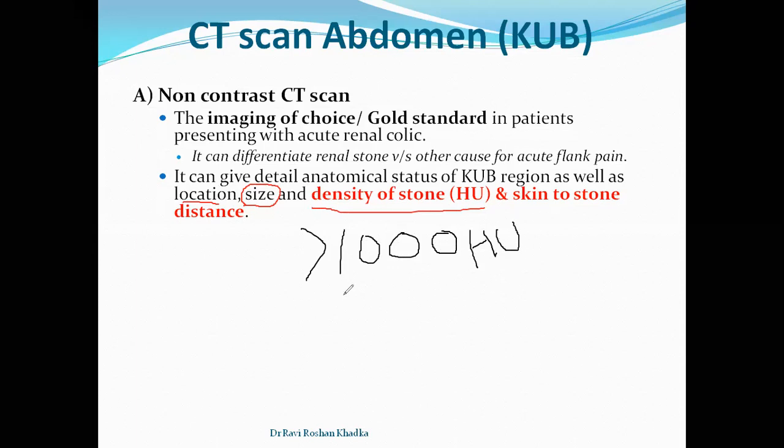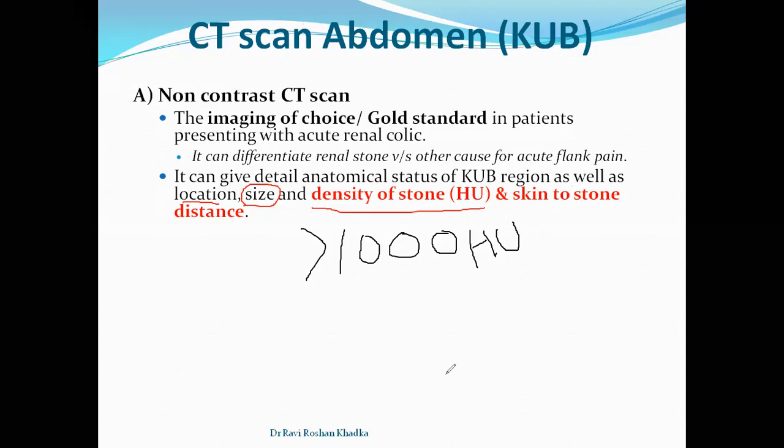So why do we need to know that? Because some treatment we cannot do whenever the stone is hard. For example, shock wave lithotripsy or extracorporeal shock wave lithotripsy, breaking the stone by shockwave from outside. It cannot be applied when the stone is hard, that is more than 1000 Hounsfield units. And this is very important for the management.